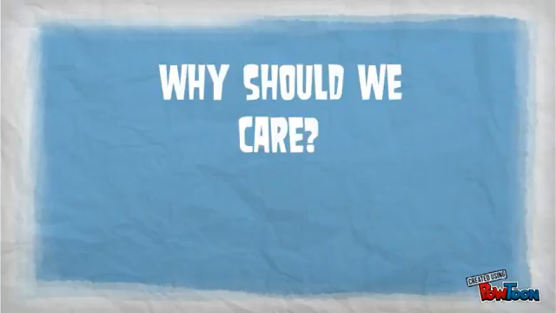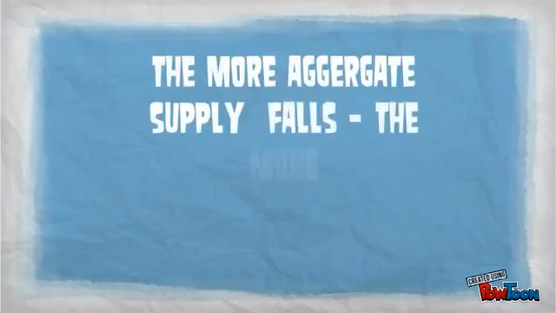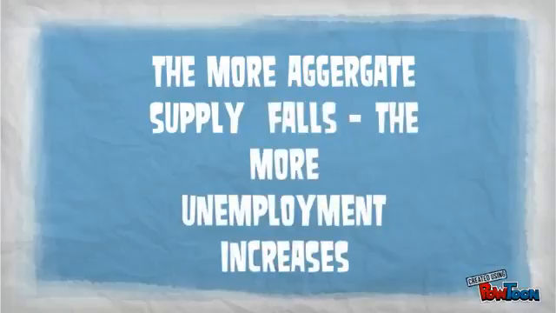You don't need 10,000 people to produce 5,000 cars. That's not necessary, remember? 1 person for 1 car. So you fire 5,000 people. You don't need them. The trend is, when AS falls, unemployment increases.